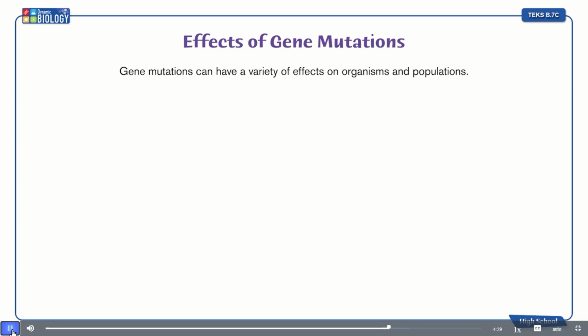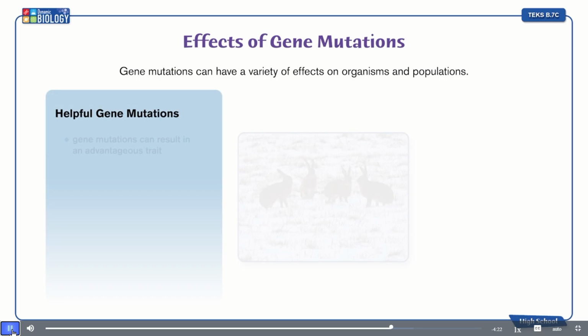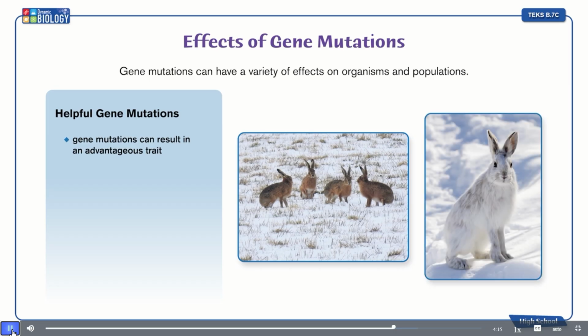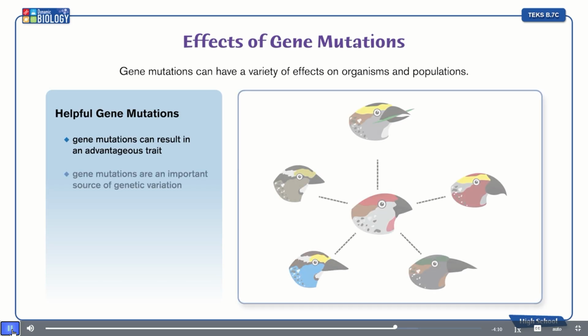We've discussed neutral and harmful gene mutations. Gene mutations can also be helpful to organisms and populations. Occasionally, a mutated gene can result in an advantageous trait, a trait that helps an organism thrive in its environment. Also, gene mutations are an important source of genetic variation within populations. The trait variations produced by mutations can help a population withstand environmental changes over time.